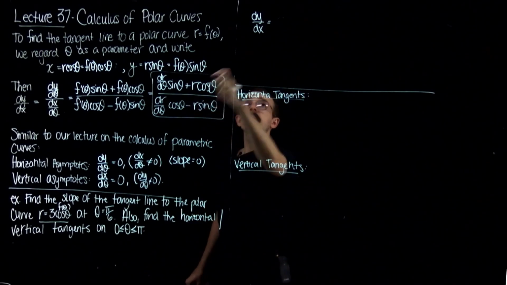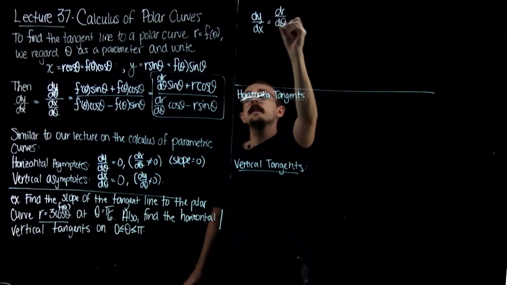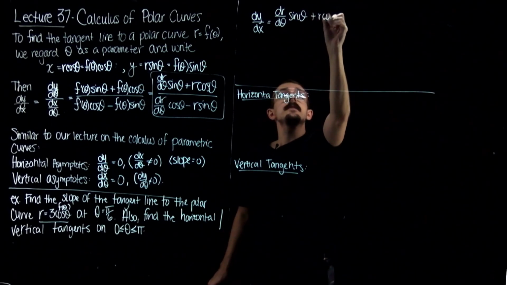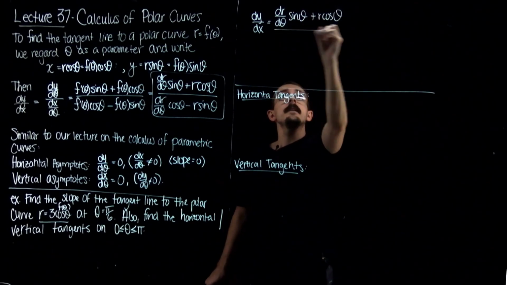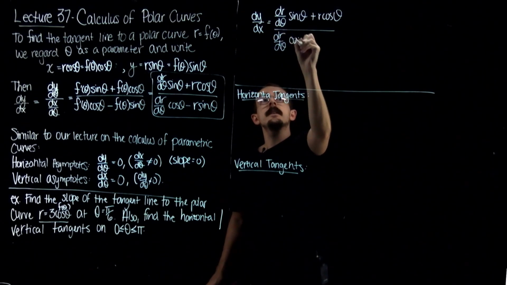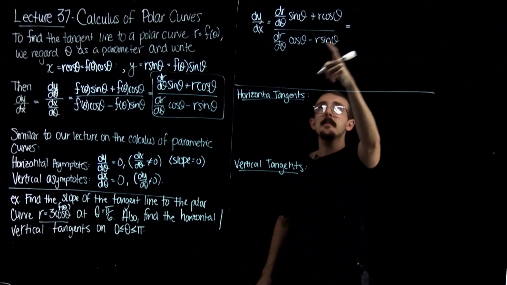All right, so let's write our formula for dy dx. So it's this right here. It's dr d theta sine theta plus r cosine theta, divided by dr d theta cosine theta minus r sine theta. Start plugging into this formula.